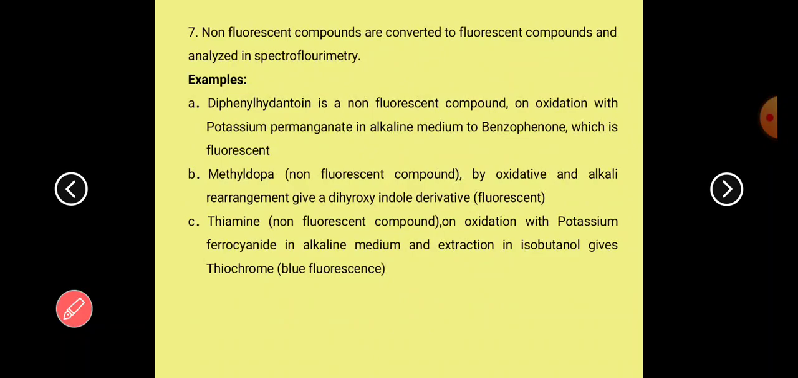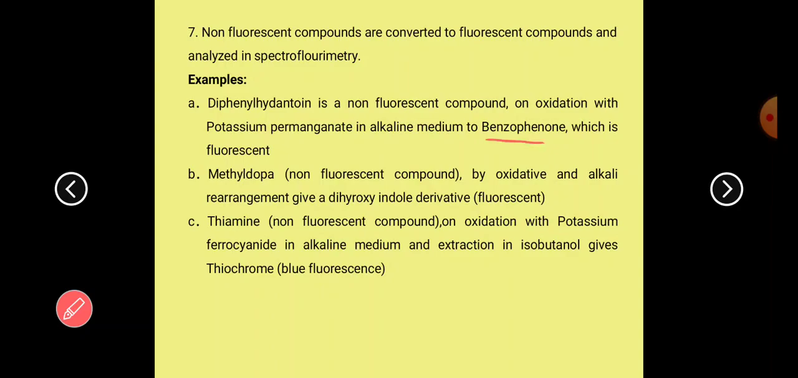Non-fluorescent compounds can also be converted to fluorescent compounds and analyzed in the spectrofluorimeter. So, all types of drugs can be analyzed here. For example, you can see diphenylhydantoin. It is a non-fluorescent compound, but it can be converted into a fluorescent compound upon oxidation with potassium permanganate in alkaline medium to benzophenone. Here the benzophenone is the fluorescent compound.